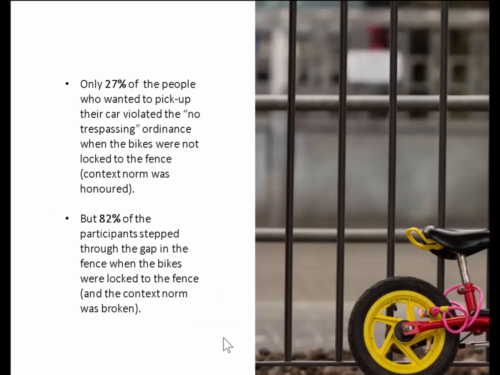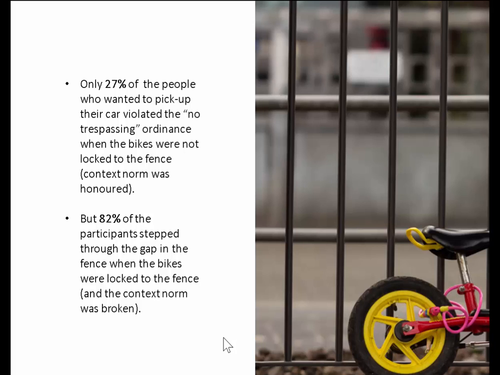What they find is that only 27% of the people who wanted to pick up their car, this was a parking lot, and going through it was a shortcut in a way, so it would have made sense for everybody to cut through, there was an incentive for people to cut through, but only 27% of the people did so in the order condition, meaning there were no bikes attached to that fence, next to where they could have squeezed through the fence. While 82% of the people stepped through that gap when those bikes were attached to the fence and that norm was being broken.